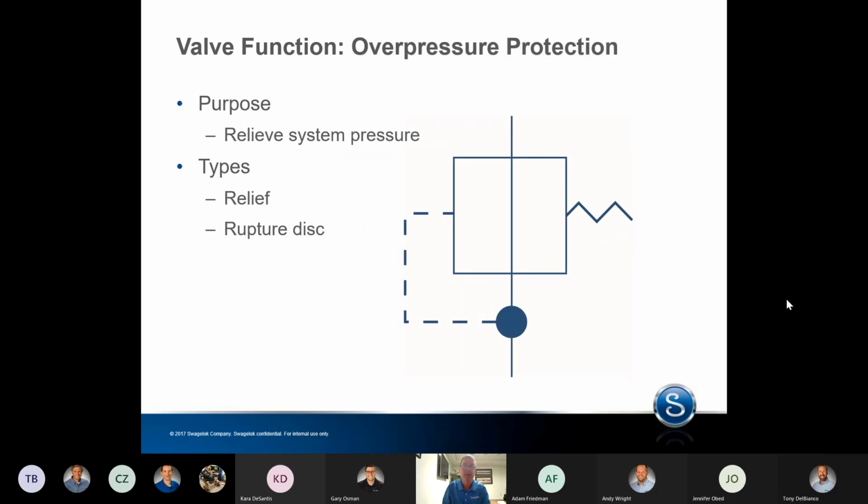The next type of valve function is overpressure protection. This valve is designed to prevent system pressure buildup beyond a set pressure. There are 2 types of valves in this category, relief valves and rupture discs. Relieving devices act as a last resort and are designed to operate if an overpressure situation occurs.